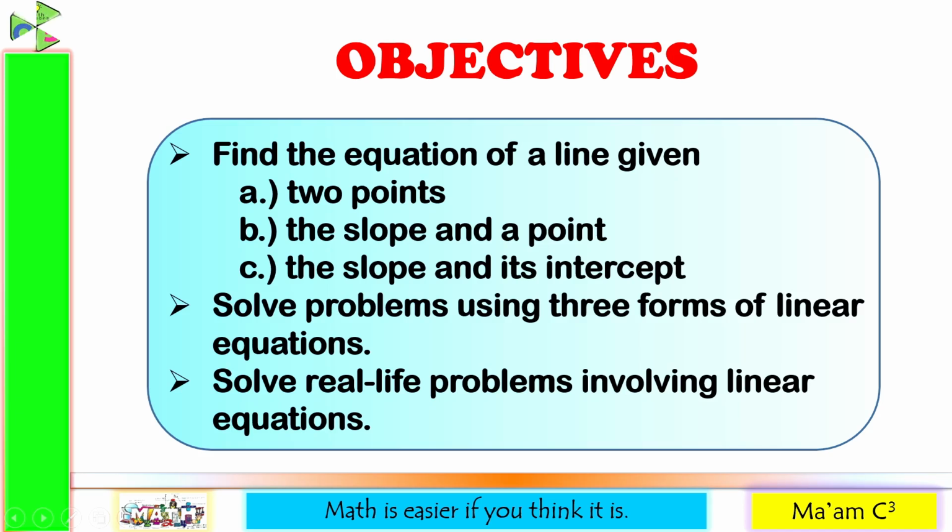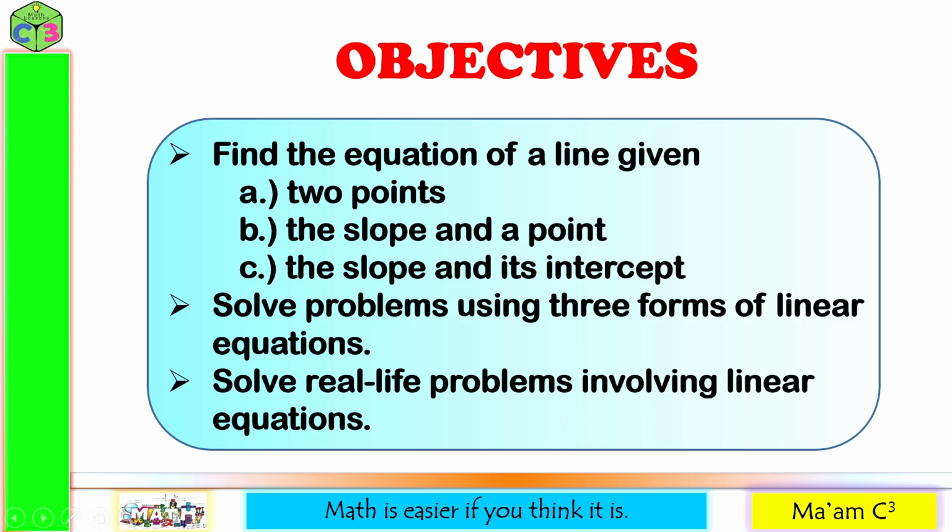Our objectives in this lesson are the following. Find the equation of a line given 2 points, or when the slope and a point are given, or when the slope and its intercept are given. We are going to solve problems using 3 forms of linear equations and solve real-life problems involving linear equations.